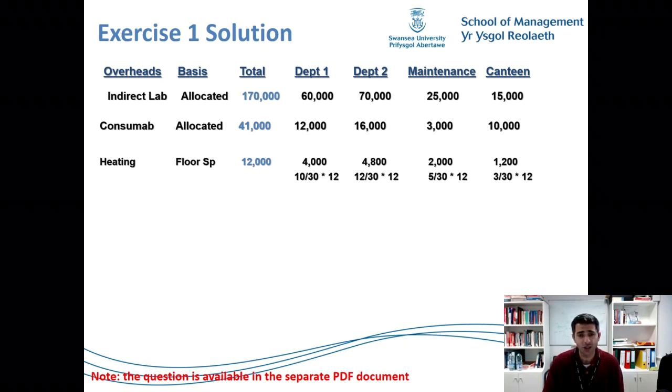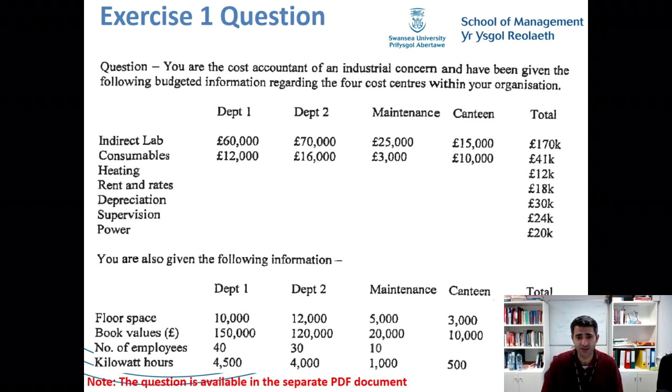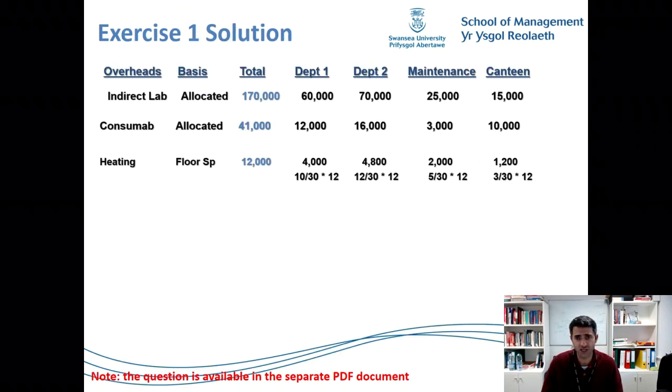And you just need to do it with department 2, maintenance and canteen. It's the same technique, right? Department 2, 12,000 divided by 30,000 times 12,000. Maintenance, 5,000 divided by 30,000 times 12,000, and canteen, 3,000 divided by 30,000 times 12,000. Done. Easy.